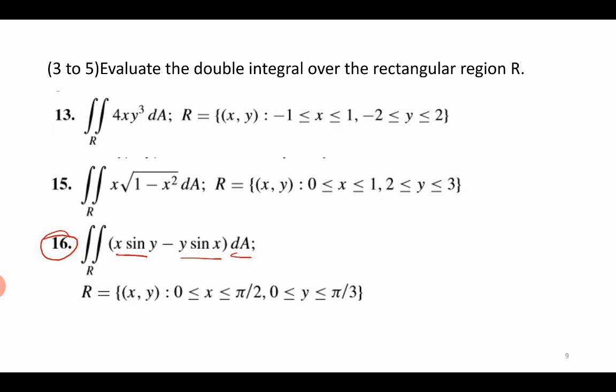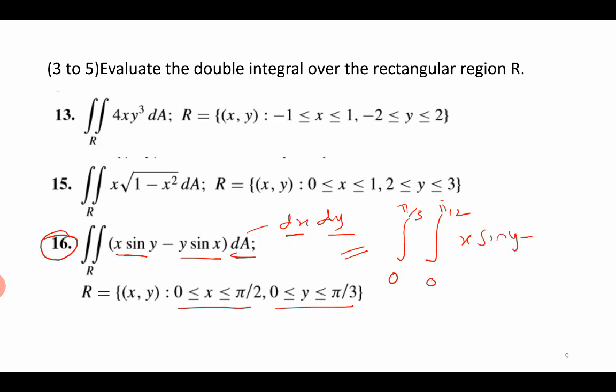So dA can be dx dy or dy dx as you wish. We will take dA as dx dy. So the inner integration is x from 0 to pi by 2. The outer integration is y from 0 to pi by 3. So let's write the formula first. The outer integration is y, 0 to pi over 3. The inner integration is 0 to pi over 2 of x sin y minus y sin x, dx dy.